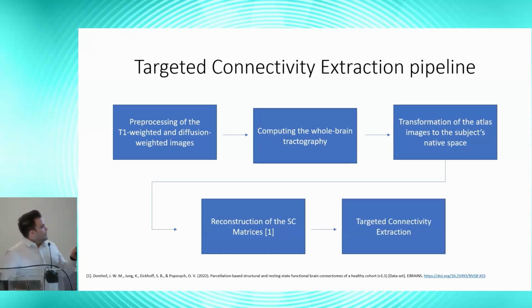And then we have the target connectivity extraction, that in this case the hippocampus connectivity is the target data that has been extracted.